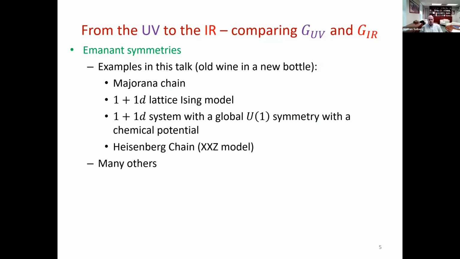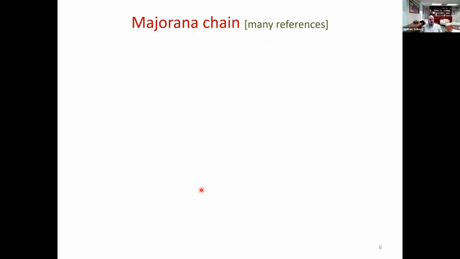The examples I will go through are the Majorana chain in 1+1 dimensions, the 1+1 dimensional lattice Ising model, and then I will discuss a system with a global U(1) symmetry with a chemical potential. So these two examples are on the lattice. This example is in the continuum. And if I have time, I will also make some comments about the Heisenberg chain, and I emphasize that there are many other examples. So going to the talk itself, finally the talk starts after this long introduction.